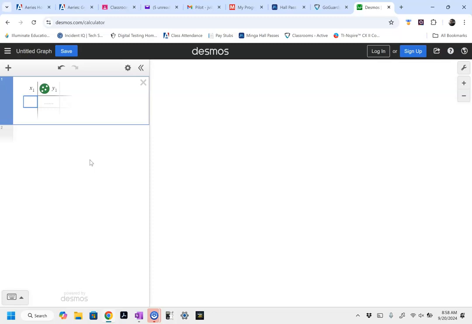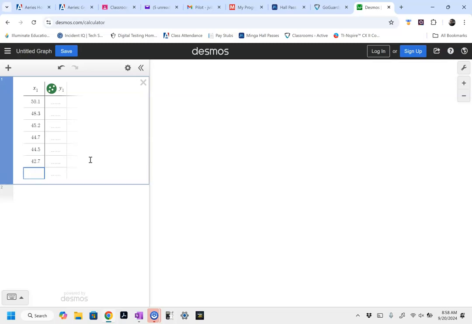So I'm going to get the information from my chart and put it in here. Let me start with the X's. The very first X that I got is 50.1. The next one, 48.3. I'm just pressing down. After that 45.2, and just keep entering, guys. I'm going to do it just like you guys are. 44.7. What's next? 44.5. After that is 42.7, 39.5, and 38.0.